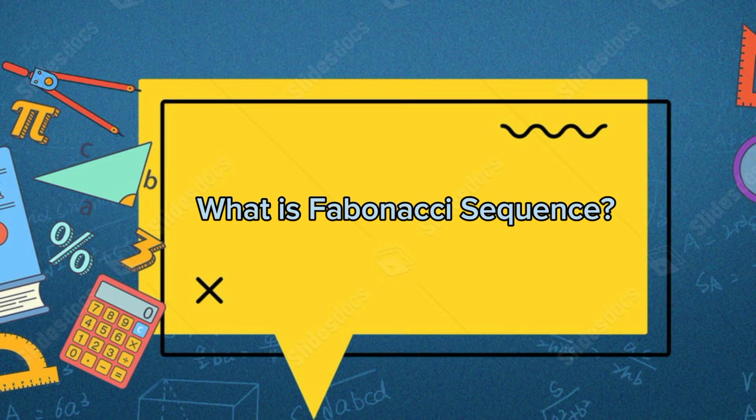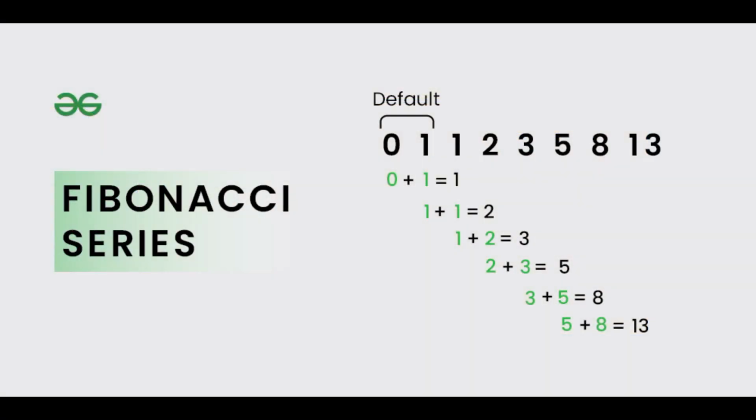What is the Fibonacci sequence? It's a set of integers that starts with a 0 followed by 1, then by another 1, and a series of steadily increasing numbers. The sequence follows the rule that each number is equal to the sum of the preceding two numbers.